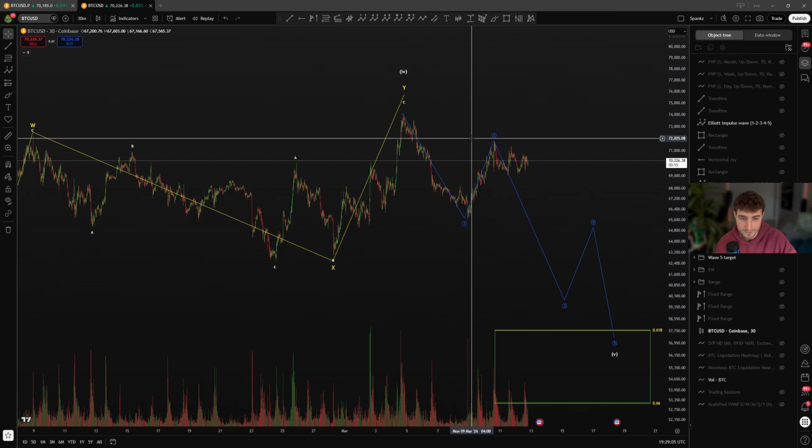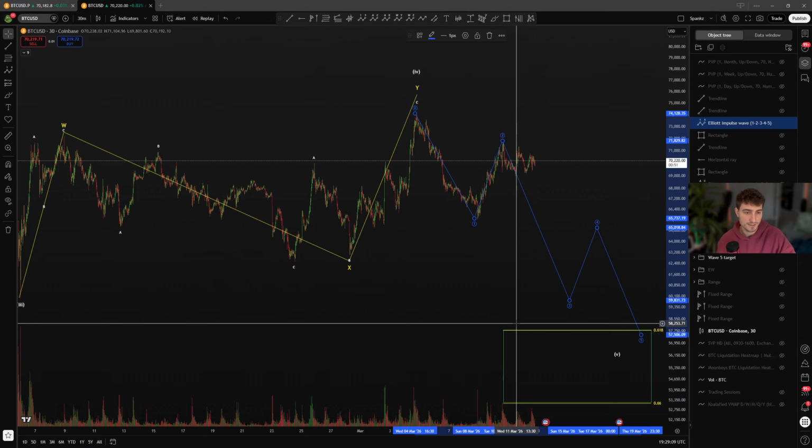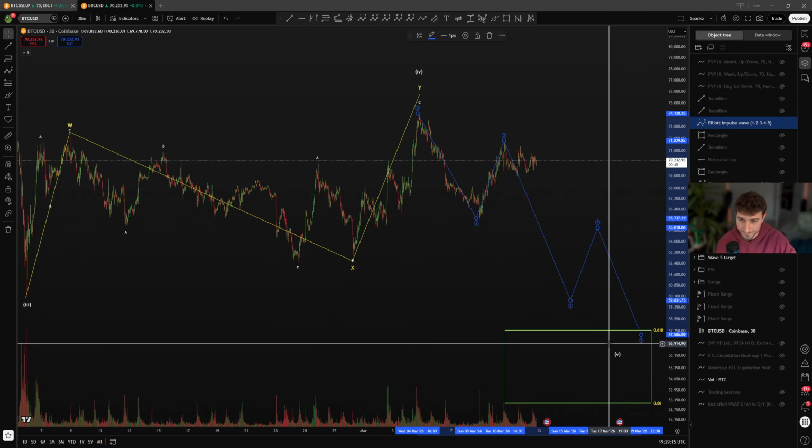So this would be the 1, 2, 3, 4, 5 into lower support, sweeping the 60K low and tagging the 616 or the 618 and the 66 down here in this zone, and this would be a completion level.